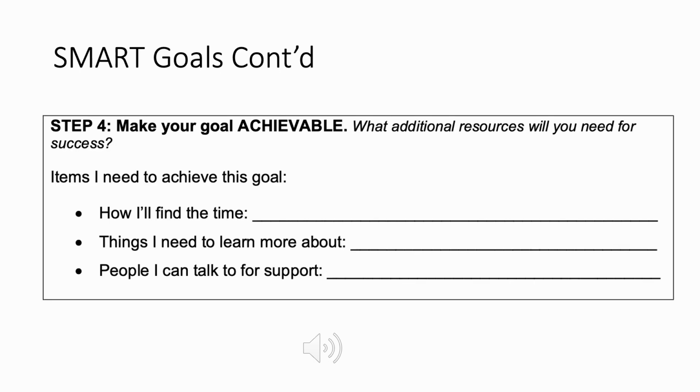The fourth step is how to make your goal achievable. You will decide what you need to achieve your goal. You can even write out how you'll find the time, when, and for this example, you would say when I go grocery shopping, things I need to learn about, how eating different colors of vegetables gives me different nutrient benefits, people I can talk to for support.